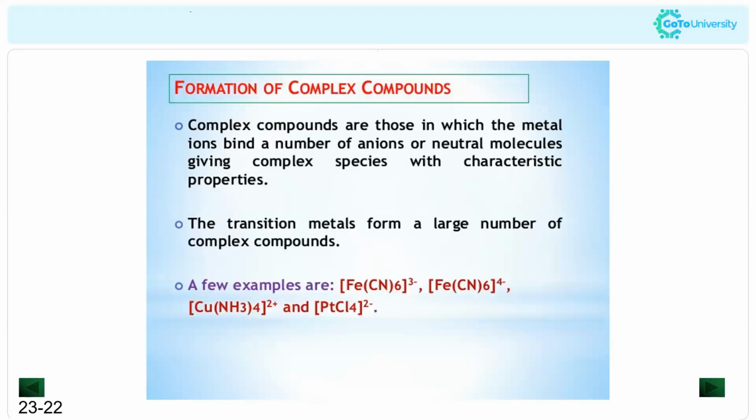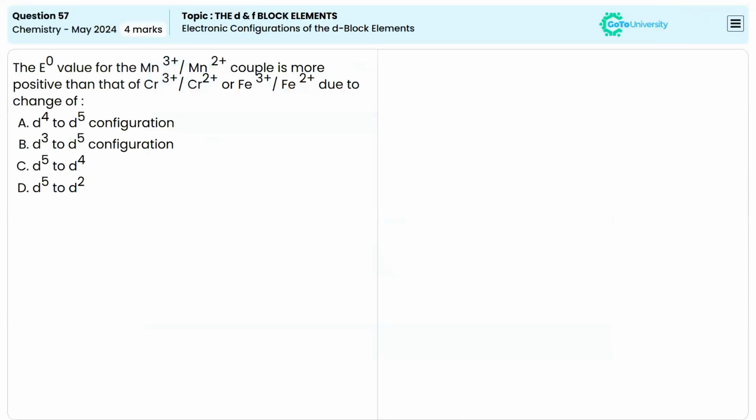So we can start from the recent past paper, 2024. See, here the question is: the E0 value for the Mn3+/Mn2+ couple is more positive than that of Cr3+/Cr2+ or Fe3+/Fe2+, due to the change of which of the reasons? So what is the reason for that?